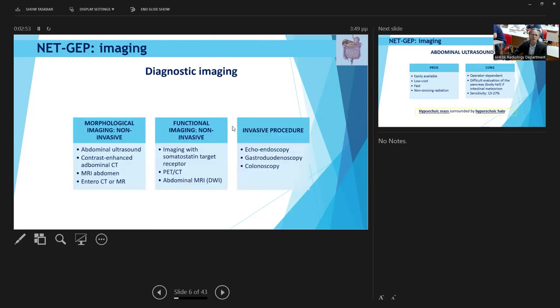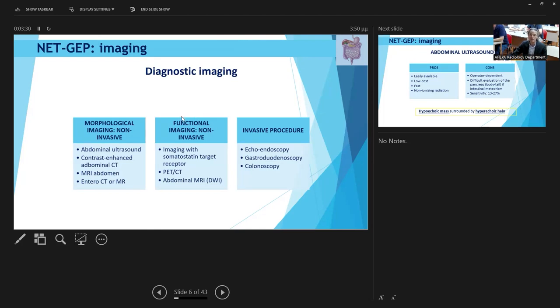From the diagnostic point of view, we have several possibilities. We have the morphological imaging with a non-invasive approach. We have the functional imaging, again with a non-invasive approach. And finally, we have the invasive procedures that are more common in the endoscopic world. Regarding the morphological imaging, we could use abdominal ultrasound, contrast enhanced abdominal CT, MRI of the abdomen, and more frequently, when we should rule out small bowel localization, entero CT or entero MRI are really fundamental.